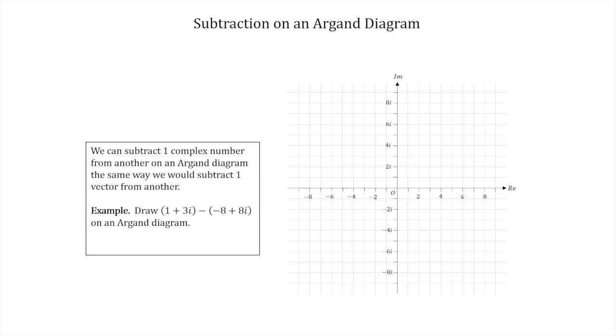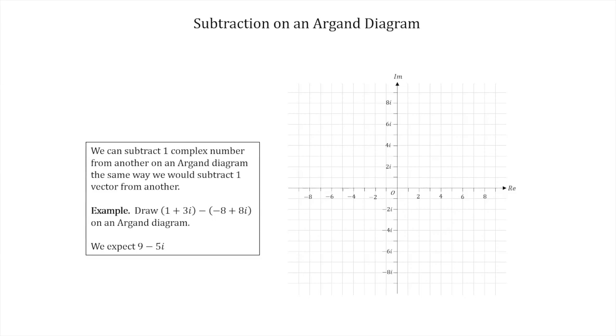So we get 1 minus 8 for the real part, which is 1 plus 8, which is 9. And then we get 3i minus 8i, which is minus 5i. So we get 9 minus 5i, so we expect to find this answer. How do we do it using the Argand diagram?